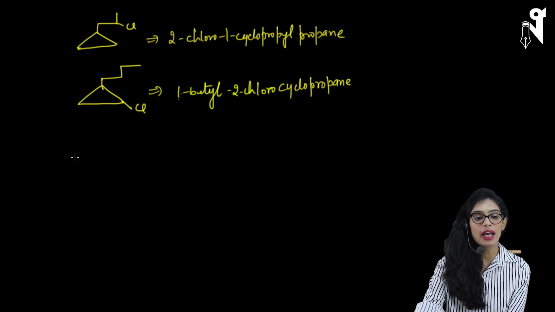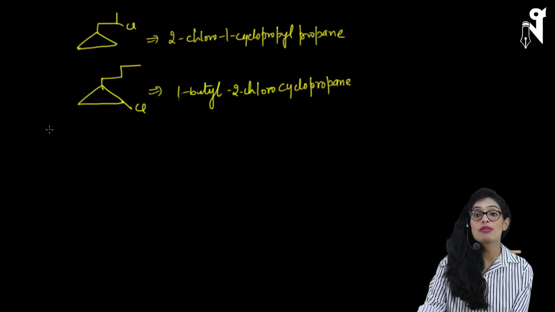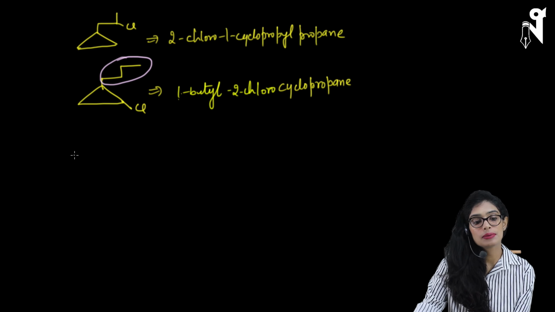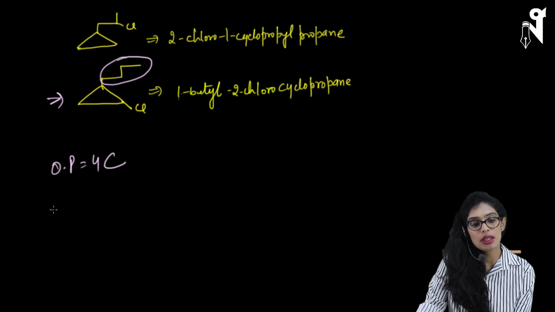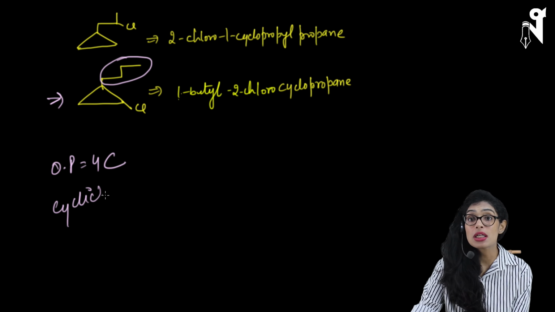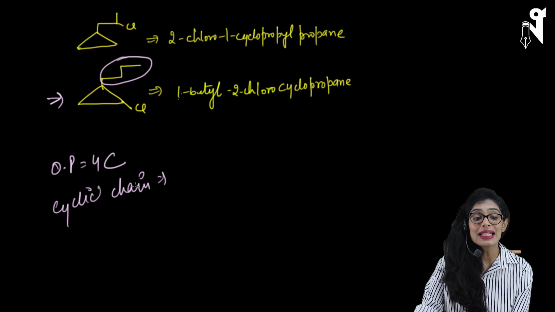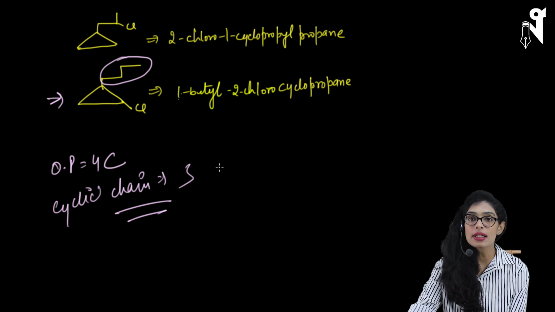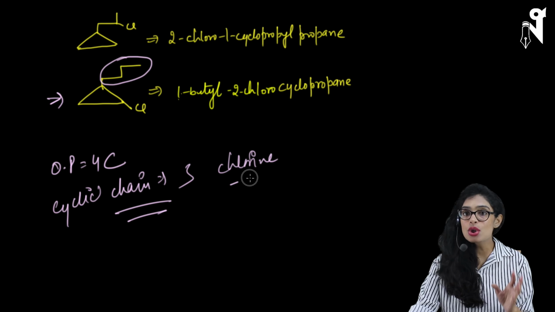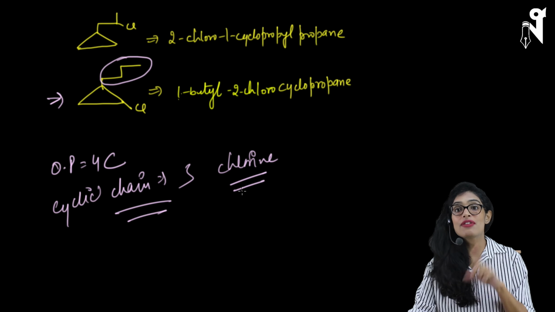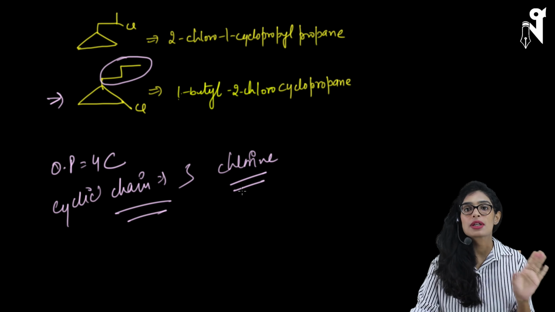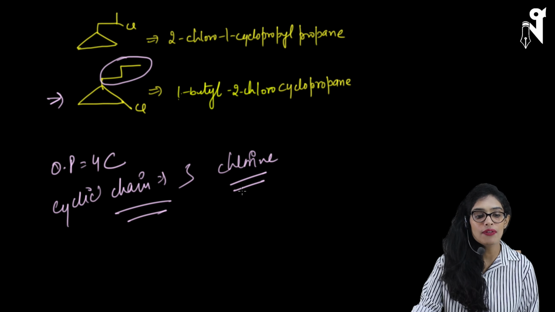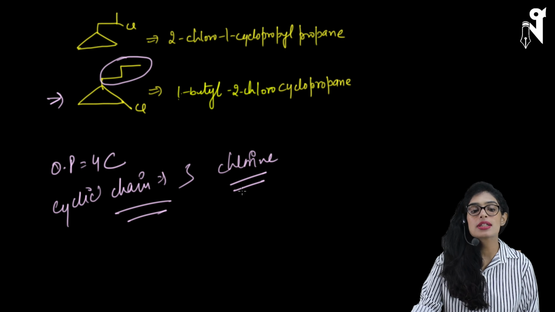In the second example, my open carbon chain here is made up of 4 carbons, and the cyclic chain is made up of 3 carbons. But what is important over here is that my cyclic chain has chlorine, a functional group, present on it. And just now we have discussed that any chain, no matter whether it is cyclic or open, if it has a functional group, is going to be the main chain irrespective of its length. So irrespective of its length, the cyclic chain is going to be the main chain.